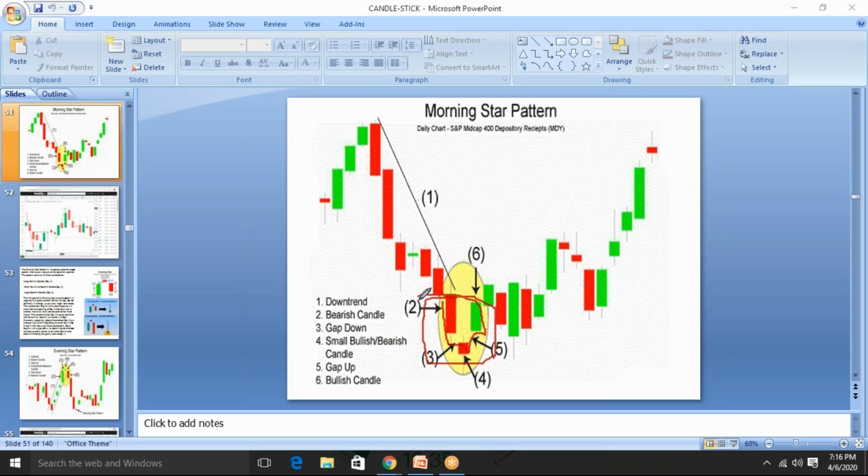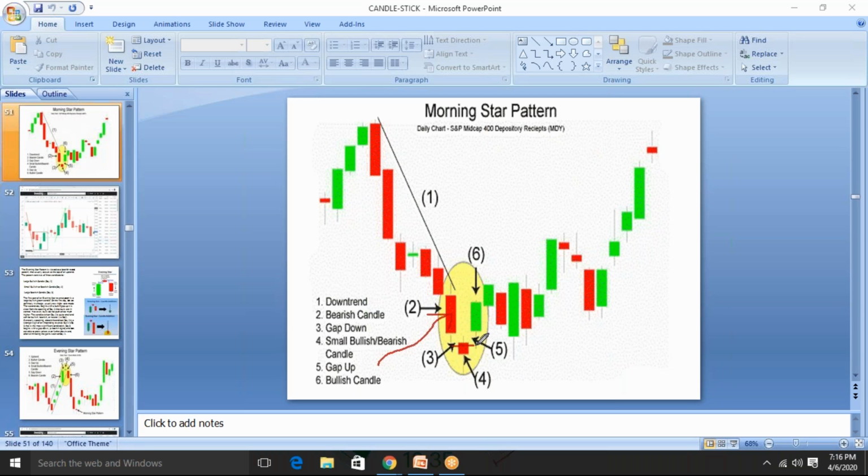Sir, can the first red candle of the morning star be a big candle? Yes, it can be a big candle or a small candle, nothing special. But this candle should be small. This candle can be big or small, no worry.